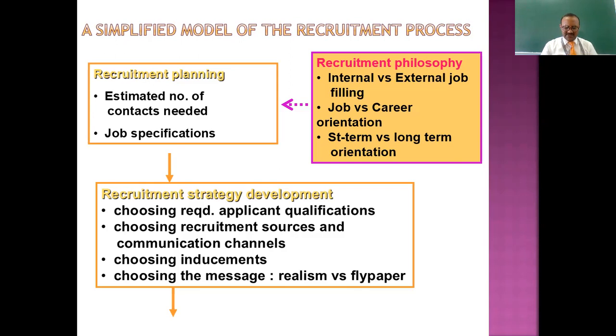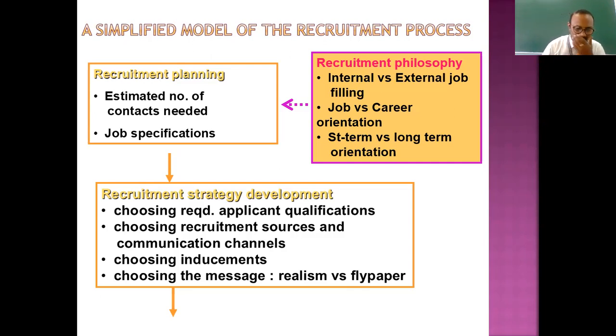Because when you as a candidate are also going to apply, you're not going to apply to any organization that just says there is a vacancy and you can apply. You will apply only to those organizations that make sense to you, that you feel attracted towards, that you also have a certain imagery about, the kind of organization that you want to work in, right? So that's called inducement. And then we look at choosing the message.